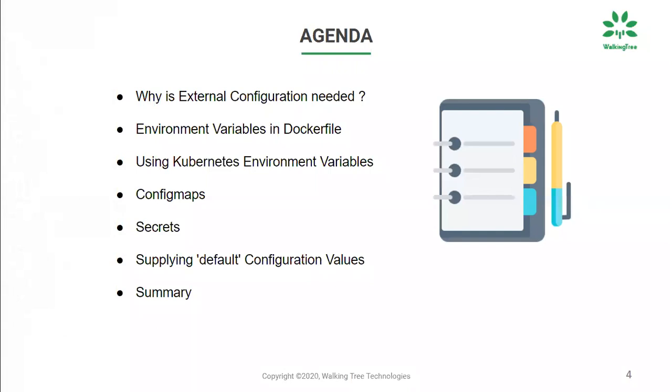So we cover environment variables in Dockerfile and how to link those Dockerfile environment variables to Kubernetes. Then we cover config maps, the concept specific to Kubernetes. Then we'll cover secrets, which is another concept that acts like a config map. Then how to pass default configuration values from the image itself, that means through the Dockerfile. Finally, we'll provide a brief summary of the overall topic that we have covered. Okay, so that's the brief agenda. Without wasting further time, let's get into the real stuff.